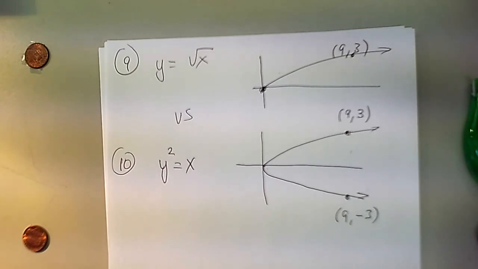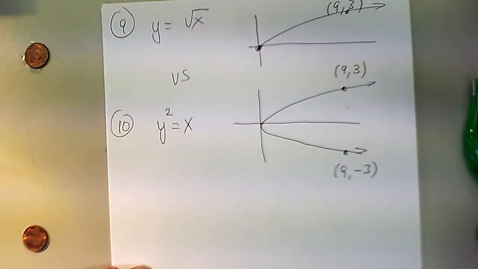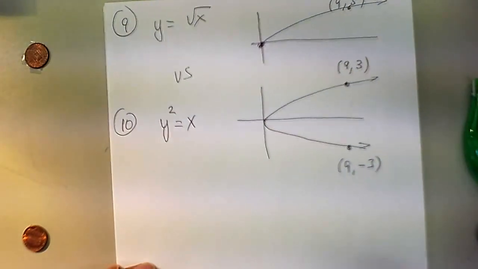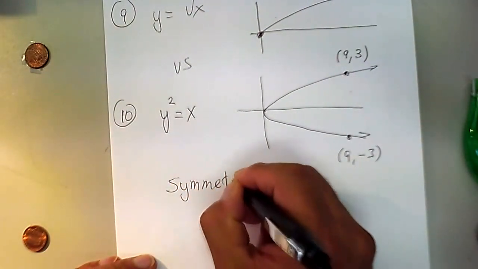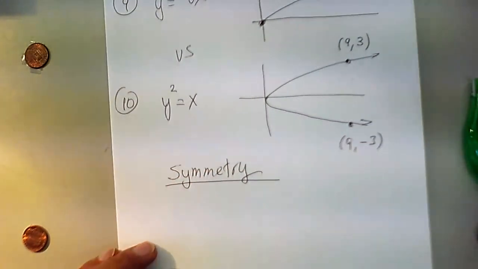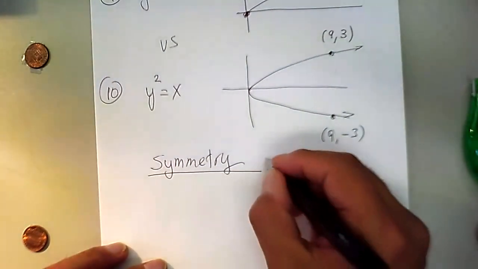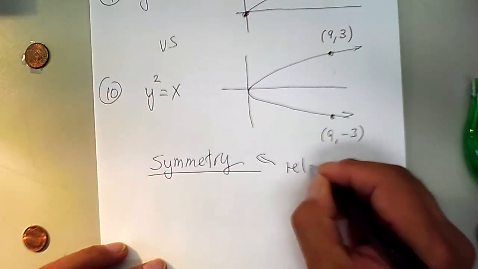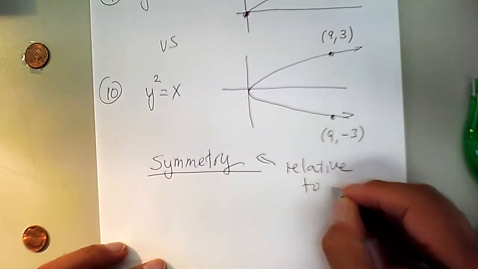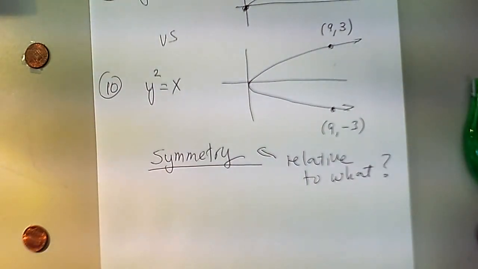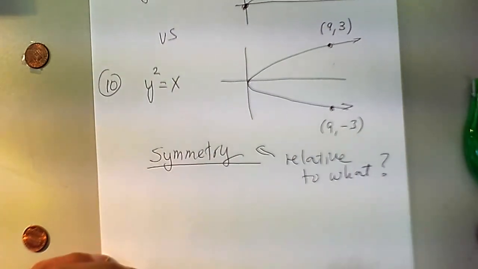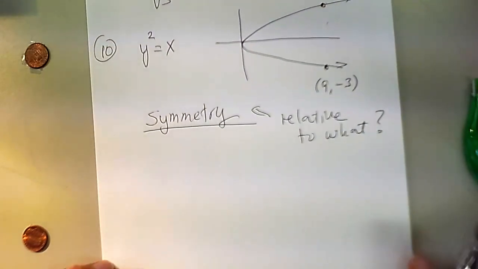Let me give you a preview about symmetry, though, before we start talking about circles. The term symmetry is relative. Relative to what? Symmetry is not absolute in the sense that there's many kinds of symmetries. That's what I was trying to say.